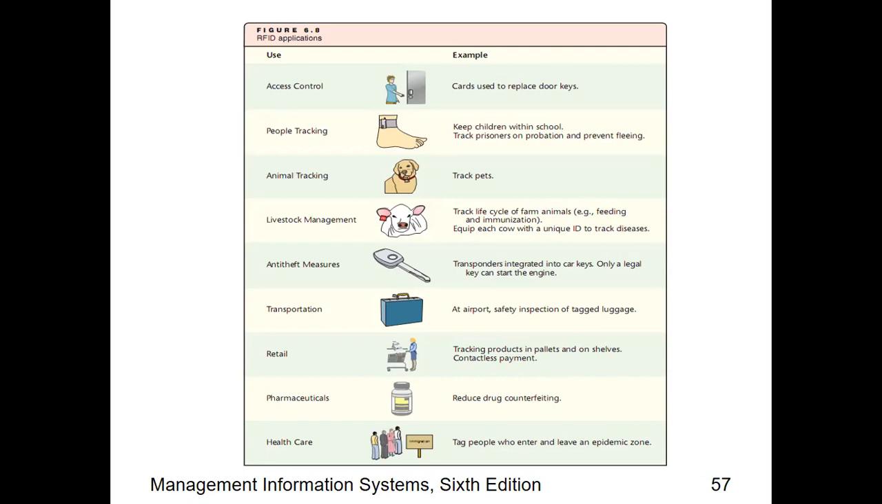Then we have the applications of RFID. An example would be access control, such as cards used to replace door keys. So instead of keys, we use cards. People tracking: with RFID, we can easily check where our kids are if they're moving from one area to another, especially to those areas that we don't want them to go. So this is a tracking device, even for kids. When we are, for example, in another room, we can track them if they are moving. So we can check that, oh, they are moving from certain areas, so we have to go to their rooms.